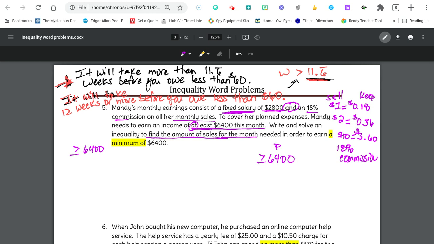Okay. This is her pay. So how does she get paid? Well, she gets $2,800 fixed. And then she gets 18% commission. Remember, that's 18 cents on every dollar, so make it look like money on everything she sells. All I need to do is solve for the number of sales. 18% commission is 18 cents for every dollar. Subtract your 2,800.